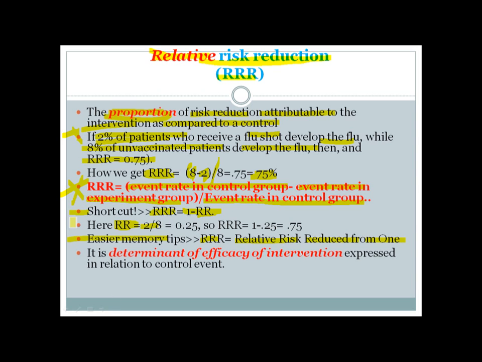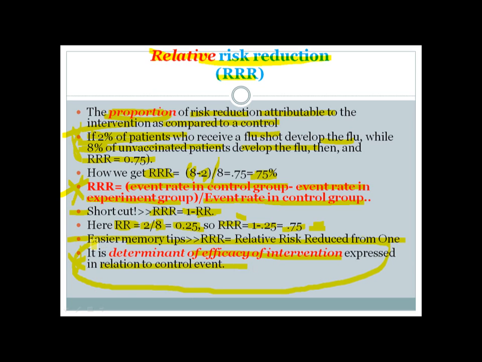So the event rate in the exposed group divided by the event rate in the unexposed group is called RR, or relative risk. In this example, the event rate in the exposed group is 2% and in the unexposed group is 8%. So relative risk is 2 divided by 8, equal to 0.25. RRR is 1 minus RR, which is 1 minus 0.25, equal to 0.75, or 75%. So RRR is a very important determinant of the efficacy of an intervention expressed in relation to the control event.